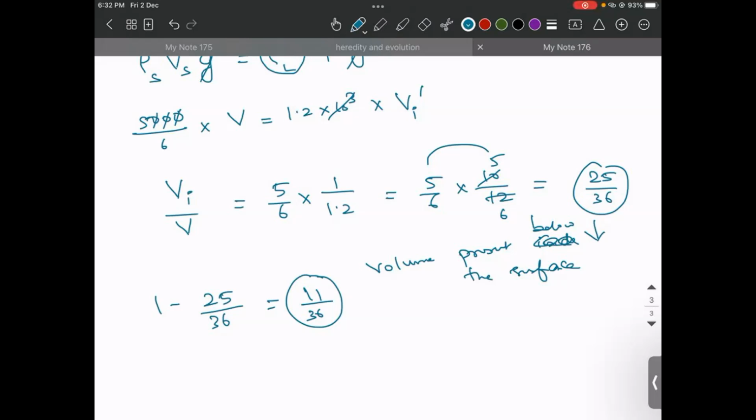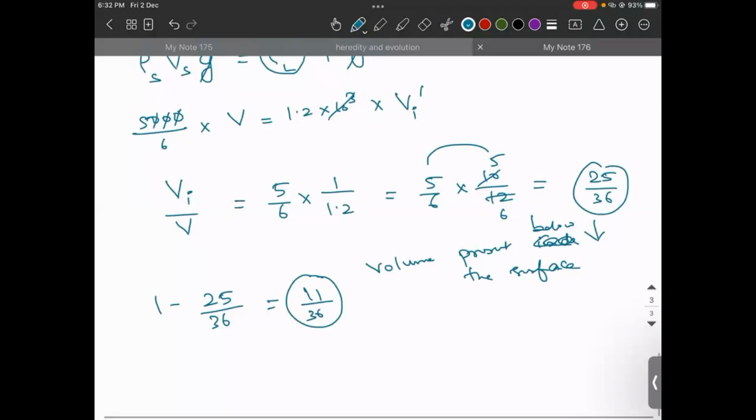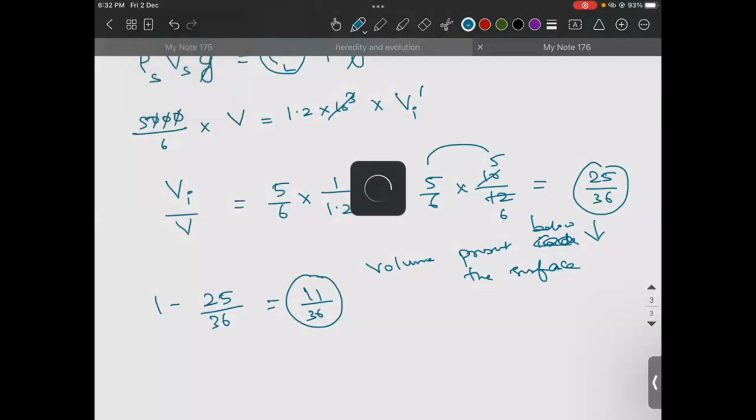Did you all copy? Can I give one problem that you can try based on this? So write down this one.